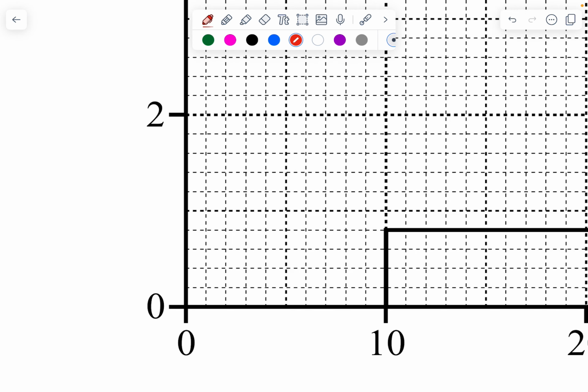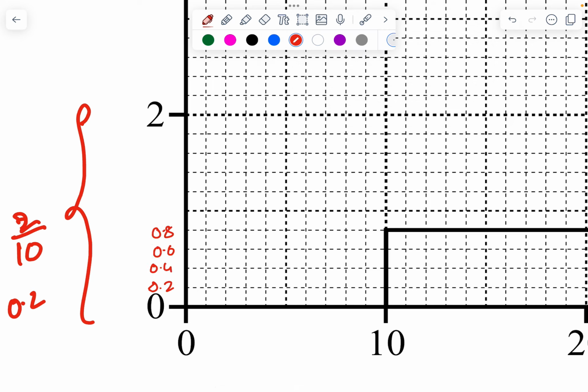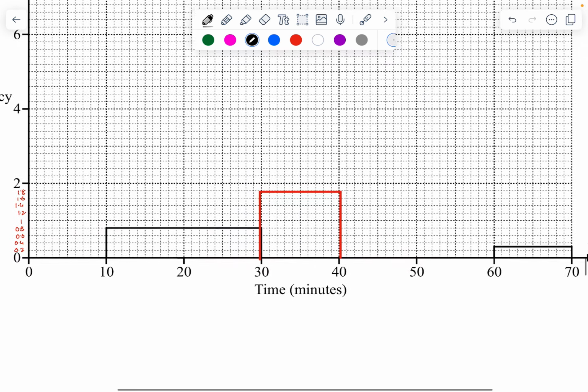Because the gap is 2 and there are 10 lines, 2 divided by 10 is 0.2. So each one is going to be 0.2: 0.2, 0.4, 0.6, 0.8, 1, 1.2, 1.4, 1.6, 1.8. So it's the gap divided by the number of parts. The gap was 2 and the number of parts was 10, so each one is 0.2, up to 1.8.